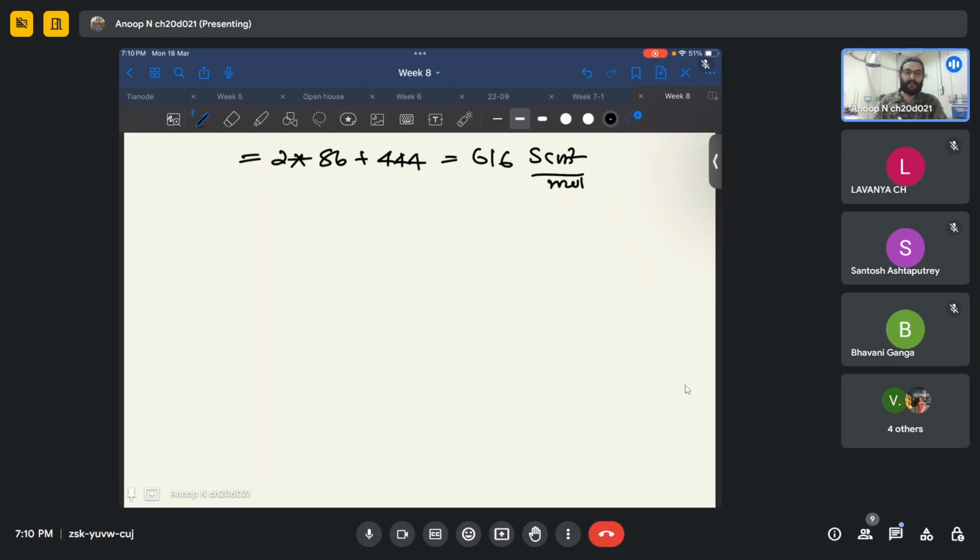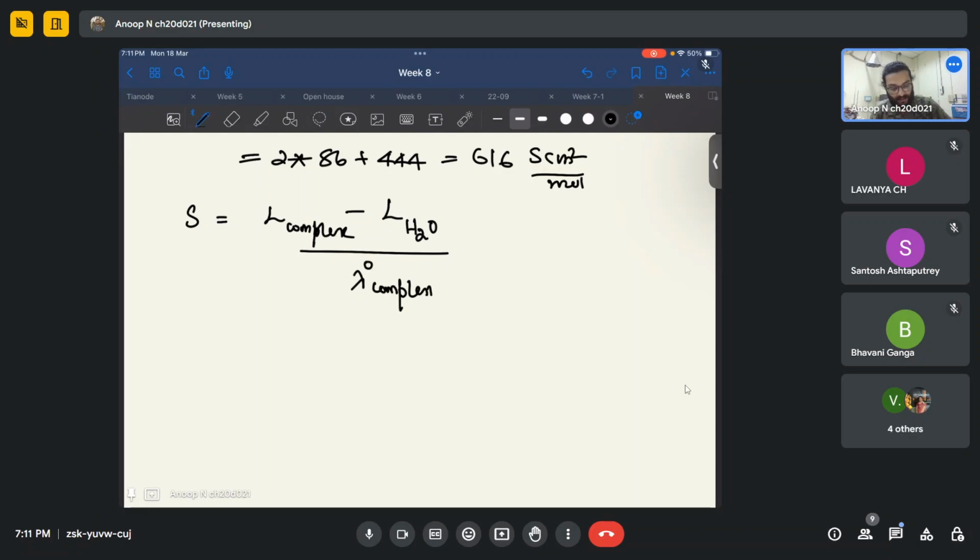What is that? Solubility. So what is the equation for solubility? S is equal to, I will write complex, I'm tired of writing fully, L complex minus L H2O divided by lambda 0 complex into 1000, if I want to get it in molar unit, that is mole per liter. So can you calculate this? What is the value of solubility?